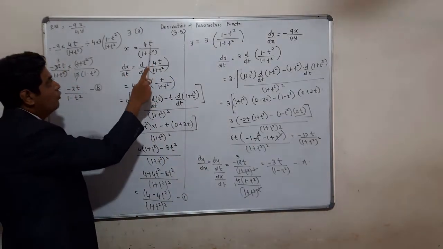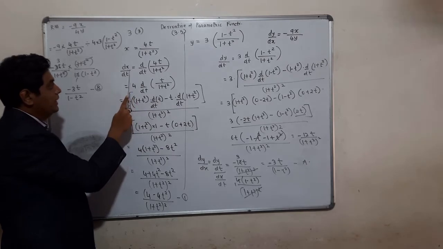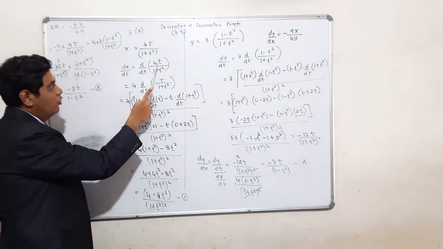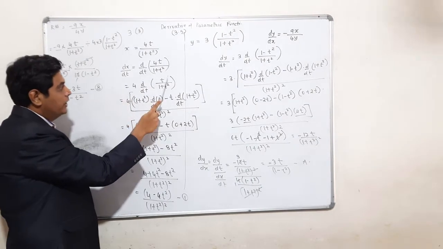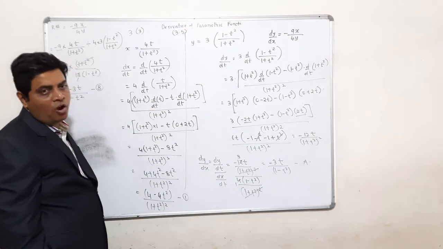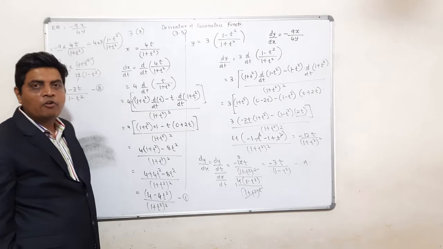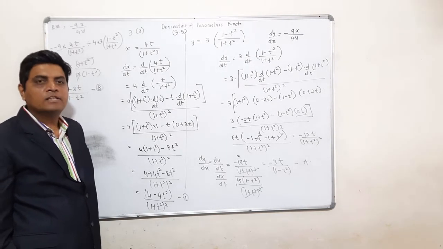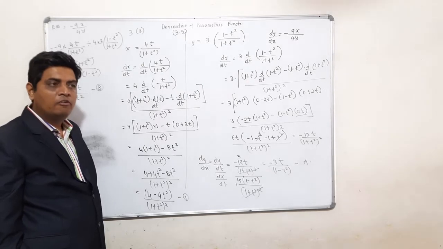So x is equal to 4t upon 1 plus t square. Dx by dt is equal to d by dt of 4t upon 1 plus t square. 4 is constant, it comes outside. T upon 1 plus t square, it is of the form u upon v. So what is the formula for derivative of u upon v? V derivative of u minus u derivative of v upon v square.